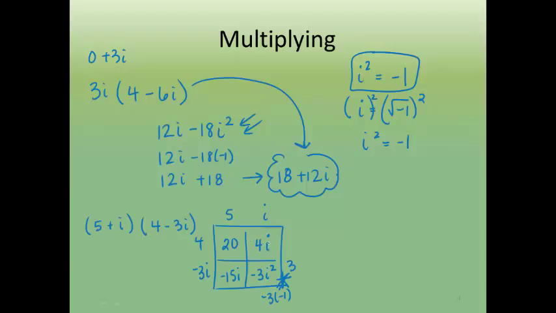So if I have 4i and a negative 15i, that means I have negative 11i. And if I have a 20 and a positive 3, I have 23. So the result of multiplying these two complex numbers together is this complex number.